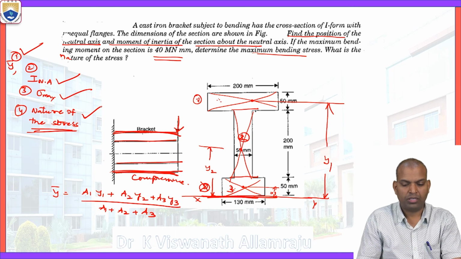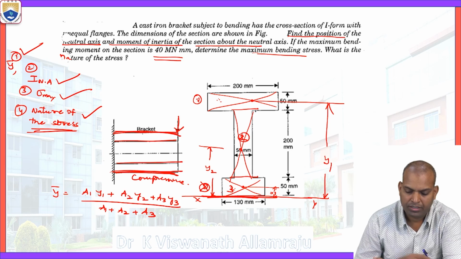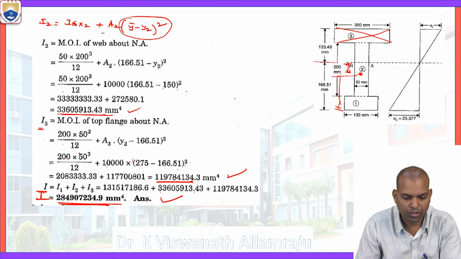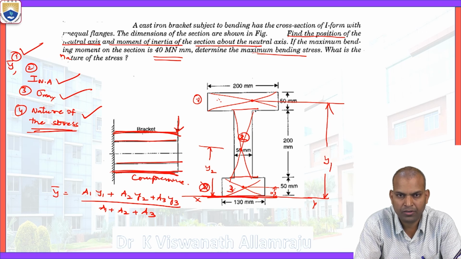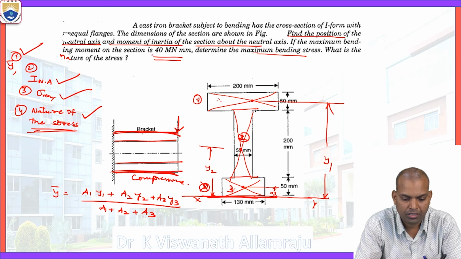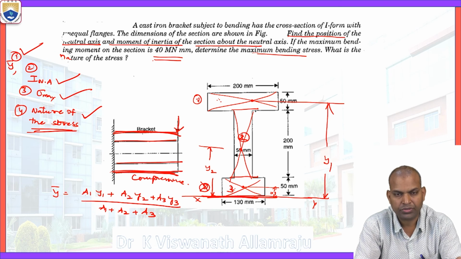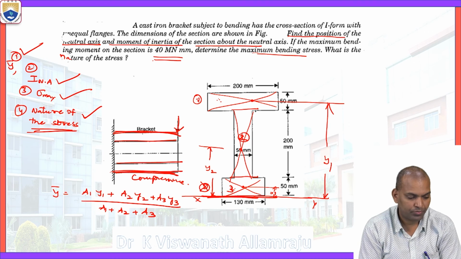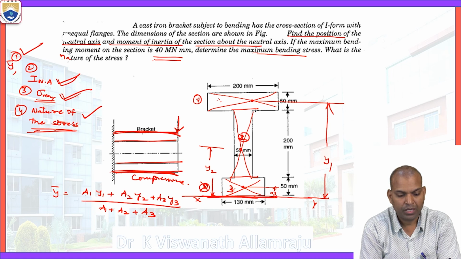So this is the problem we solved on the unsymmetrical section. We considered the unsymmetrical section about the x-axis. Let me summarize the problem, how to start solving it and what the objectives are. The data was given as shown in the figure: the geometry of the unsymmetrical section and the maximum bending moment. These two are the input parameters, but we have to solve four objectives. Number one is the location of the neutral axis, that is the centroid vertical distance, bar y. The second objective is the moment of inertia about the neutral axis, that is I NA. Third is the maximum bending stress, sigma maximum. And the fourth objective is the nature of the stress.